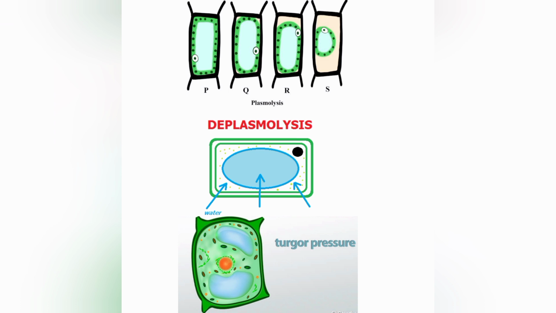Now coming to the third figure, when water enters the cell by endosmosis, the protoplasm swells, increases in volume, and exerts a pressure on the cell wall. This pressure is called turgor pressure. The wall in turn exerts an equal and opposite pressure on the cell material, and this pressure is known as the wall pressure. The wall pressure is equal to the turgor pressure.